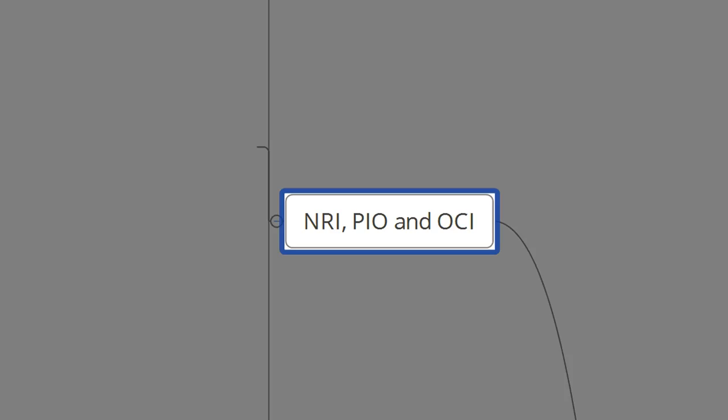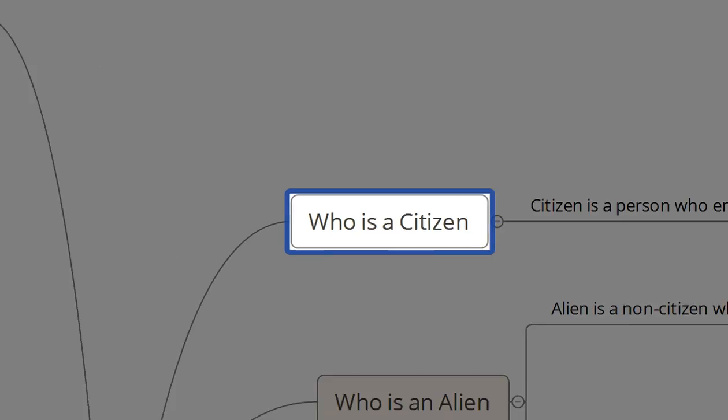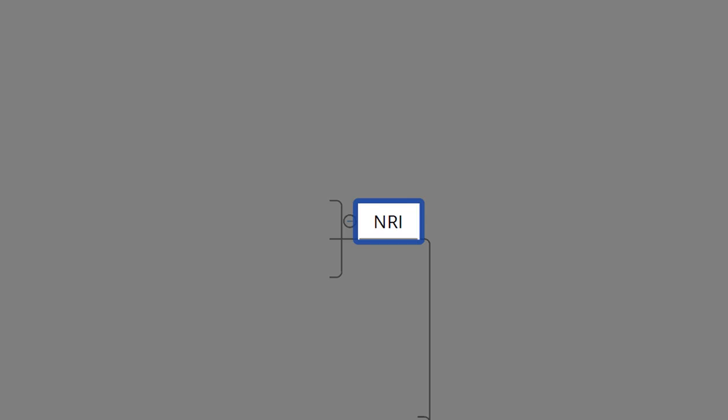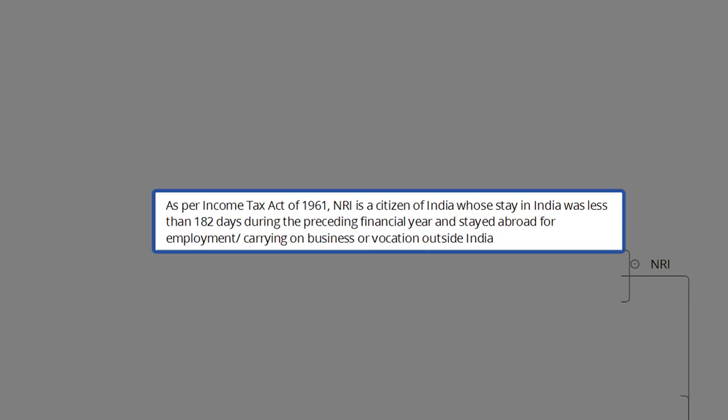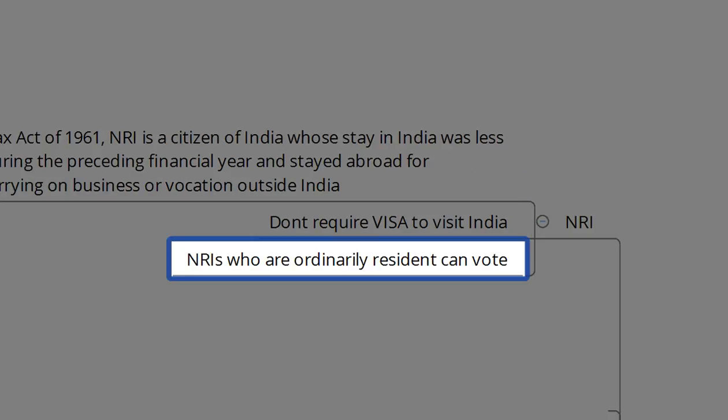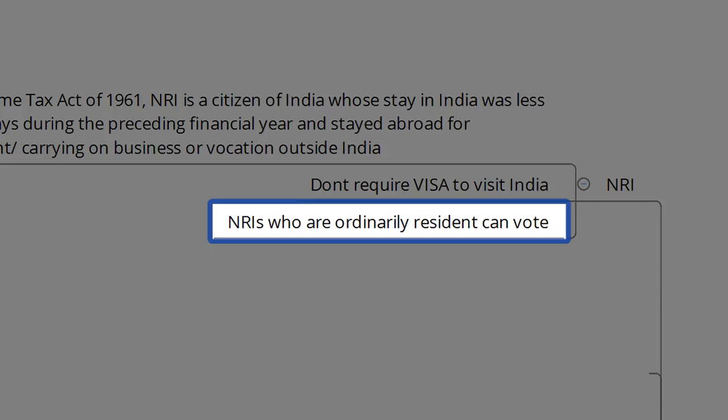Now let's see in brief about the three persons: NRI, PIO, and OCI card holders. So who are NRIs? NRIs are non-resident Indians. It's an economic concept. As per the Income Tax Act of 1961, NRIs are citizens of India whose stay in India was less than 182 days during the preceding financial year and who stayed abroad for employment or carrying on business or occasion outside India. And they don't require a visa to travel to India. Also, NRIs who are ordinarily resident can vote.